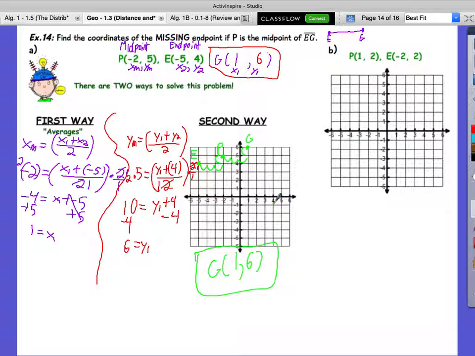P is still the midpoint. E is still the endpoint. And we're still looking to try and find point G. You can do either of these two options you want. You can plot them, and you can count, or you can do the averages, okay? Whichever way you want. I want you guys to work on that now, please and thank you. If you finish, raise your hand. If you have questions, raise your hand.